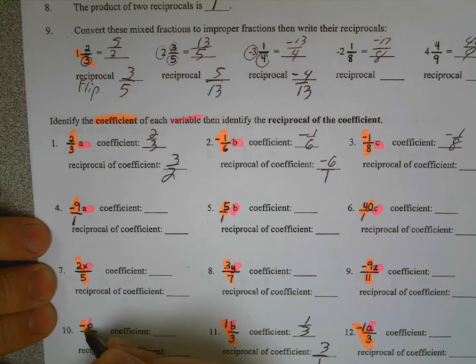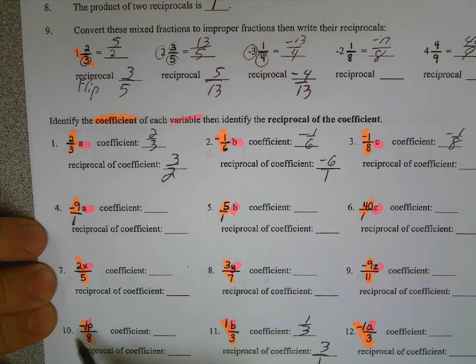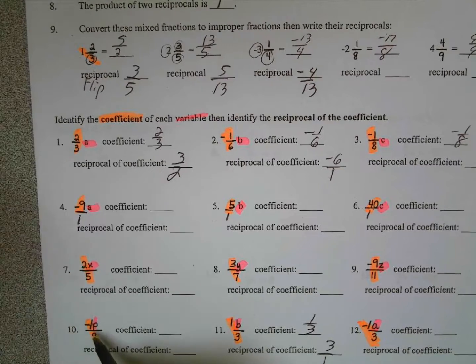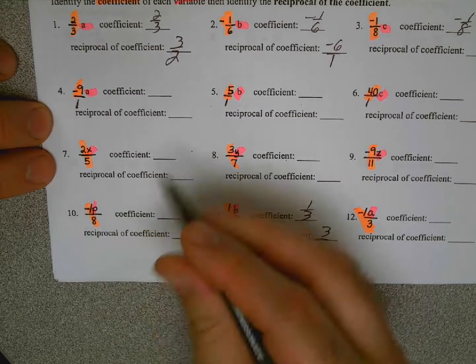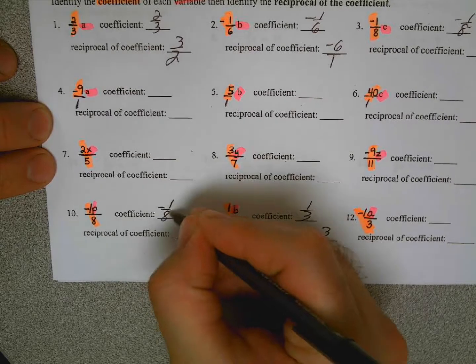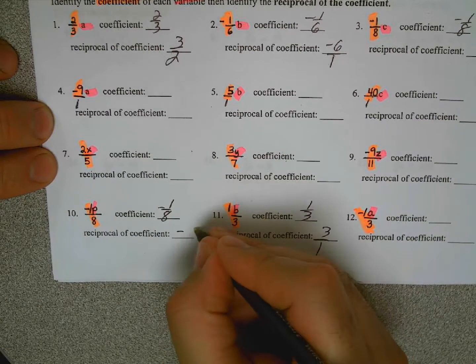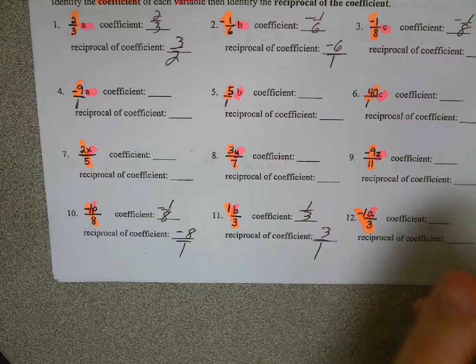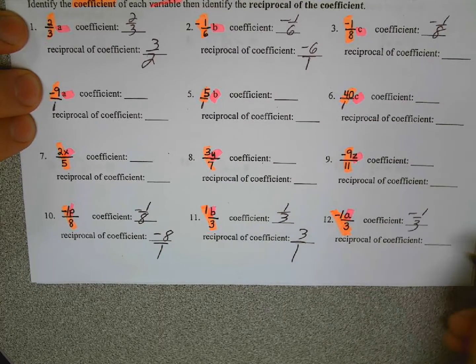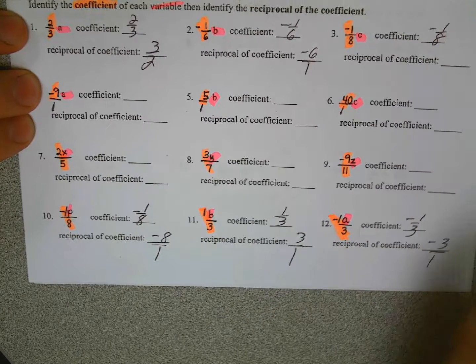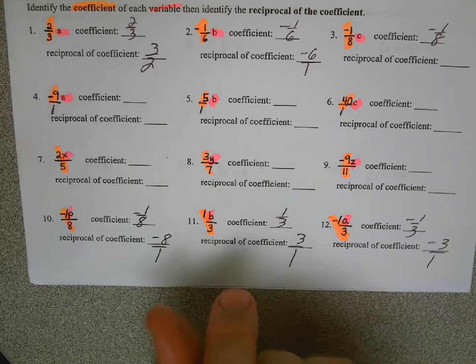This is a 1 in front of here. If there's no number, it's automatically a 1. So my coefficient is negative 1/8. Flip it, we get negative 8 over 1. All right? Right here, negative 1 over 3. Flip it, you get 3 over 1. All right, so I'll let you finish those up.